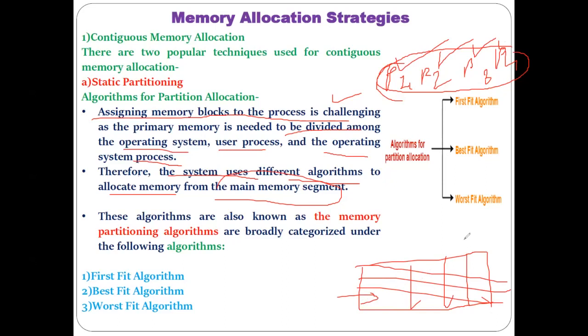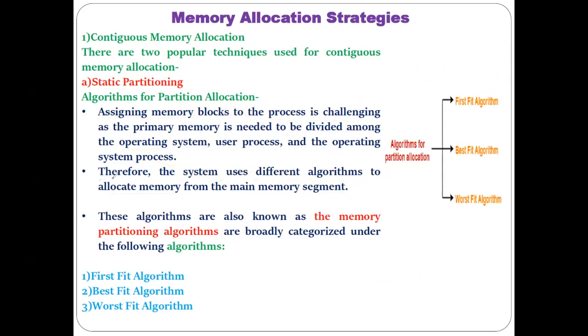So in order to decide which partition will be allocated to a particular process, one particular algorithm is utilized. Therefore, the system uses different algorithms to allocate the memory from the main memory segment. And the algorithms utilized to allocate memory to different processes are known as memory partitioning algorithms. The algorithm which is utilized for allocating memory to different processes is called what?